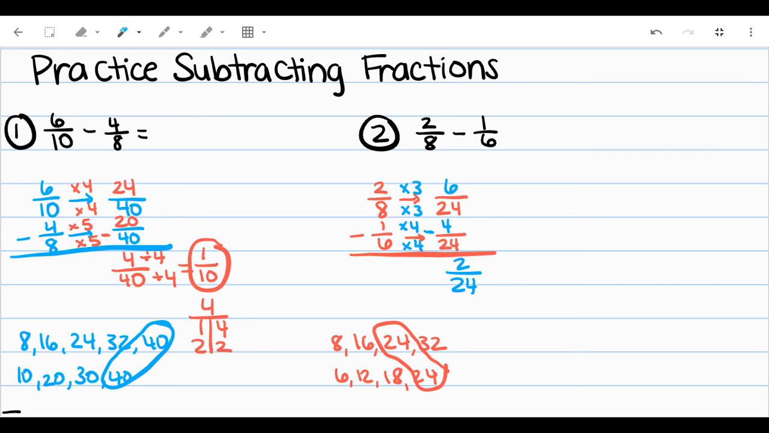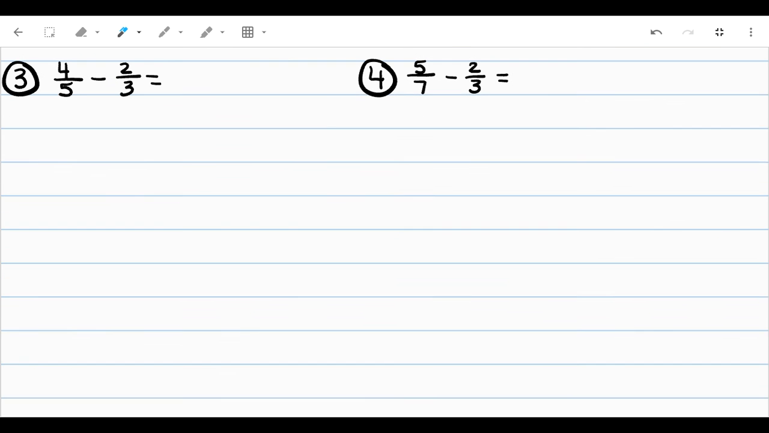I'm looking at 2 24ths, and I have to check, can I simplify? Well, I know they're both even numbers, so I can divide by 2, divide by 2. 2 divided by 2 is 1, and 24 divided by 2 is 12. So that means that my answer is simplified as 1/12. All right, let's look at 2 more examples of subtraction. Let's rewrite this. 4/5 minus 2/3.